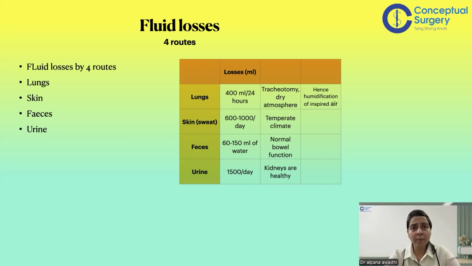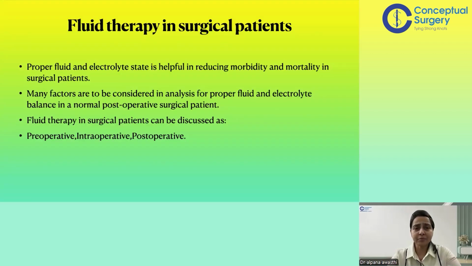Urine output is normally 1500 to 1600 ml per day when the kidneys are healthy. There's no CKD patient here, so this is a normal individual. Now first, I would like to give you a brief idea about fluid therapy.